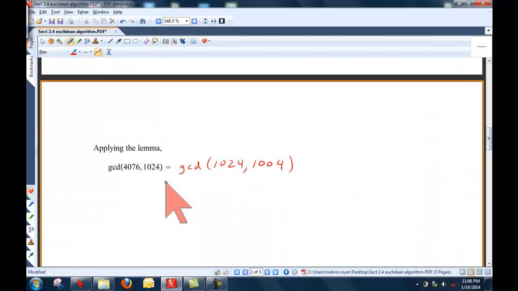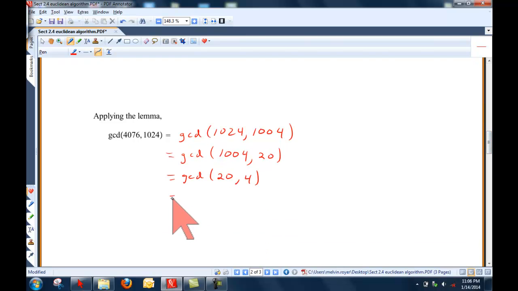And so now we just chase this repeatedly down the computation. We apply the lemma on each line of the computation. This is still equal then to the GCD of 1004 and 20. And that's equal to the GCD of 20 and 4. And we know what that is, but I can chase this one more line if I want. That's equal to the GCD of 4 and 0. So any number divides 0, so the greatest common divisor of 4 and 0 is 4 itself.